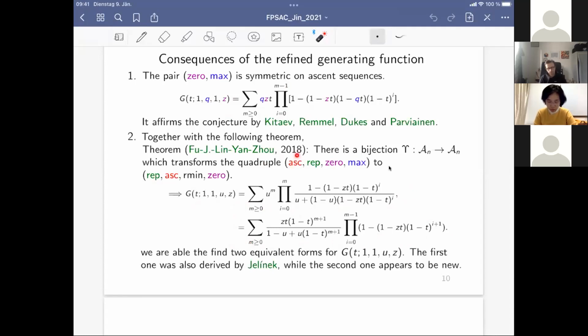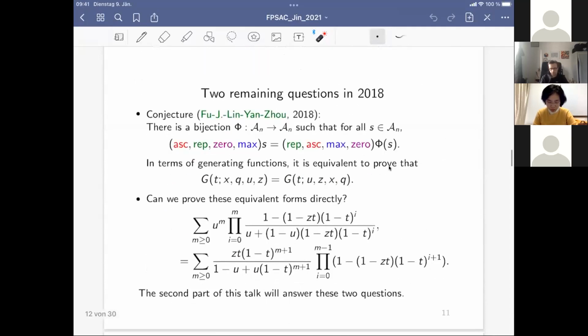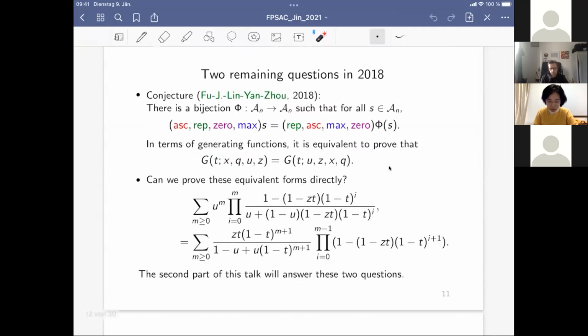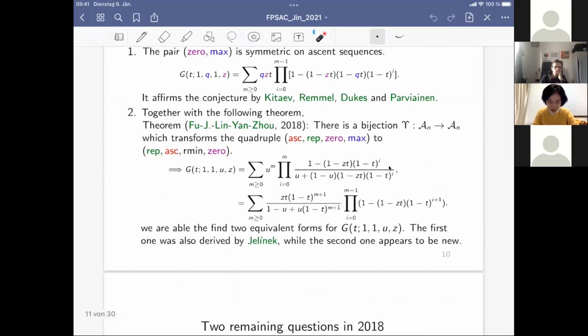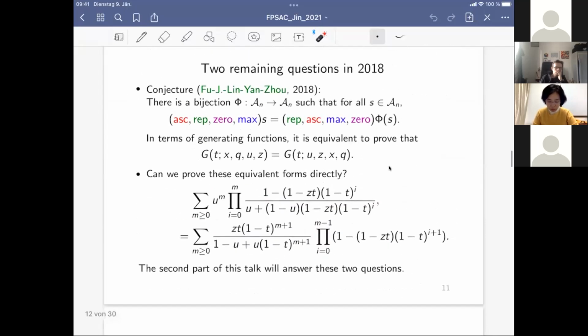And after we finished this paper in 2018, 2 remaining questions were left. The first one is a conjecture, supported by numerical experiments, saying that ascent, rep, 0, max is bisymmetric equidistributed. So ascent and rep is a symmetric pair, 0 and max is another symmetric pair. Actually, we were very close to this conjecture. If you look at the previous page, if this R-min is a max, then this conjecture would be solved already. So we were close but didn't make it.